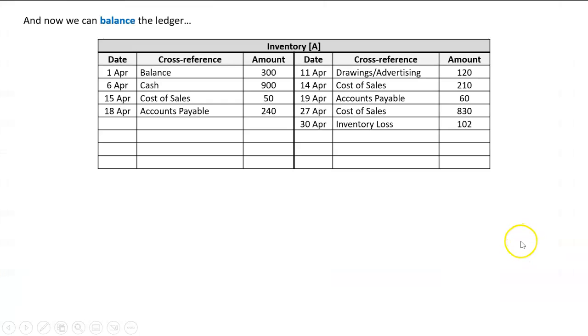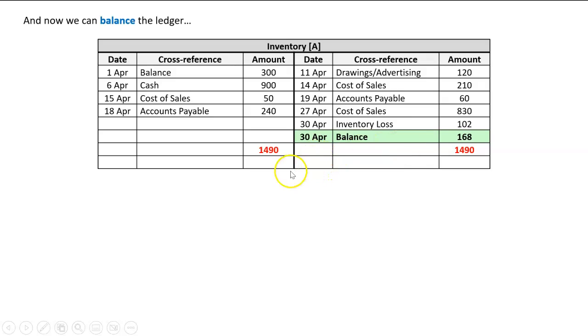So what would we be asked to do now? Well, I guess we'd be asked to balance it. So we've got all our transactions here. We add up the bigger side, which in this case, if we add up the debits, they'll be bigger. And we write that number there. We leave a line and we say the total of these numbers here is 1490. Write that total on the same side. And now we're going to subtract away from 1490, 120, 210, 60, 830, and 102, and we will get a total of 168. So we'll do the 30th of April, balance 168.